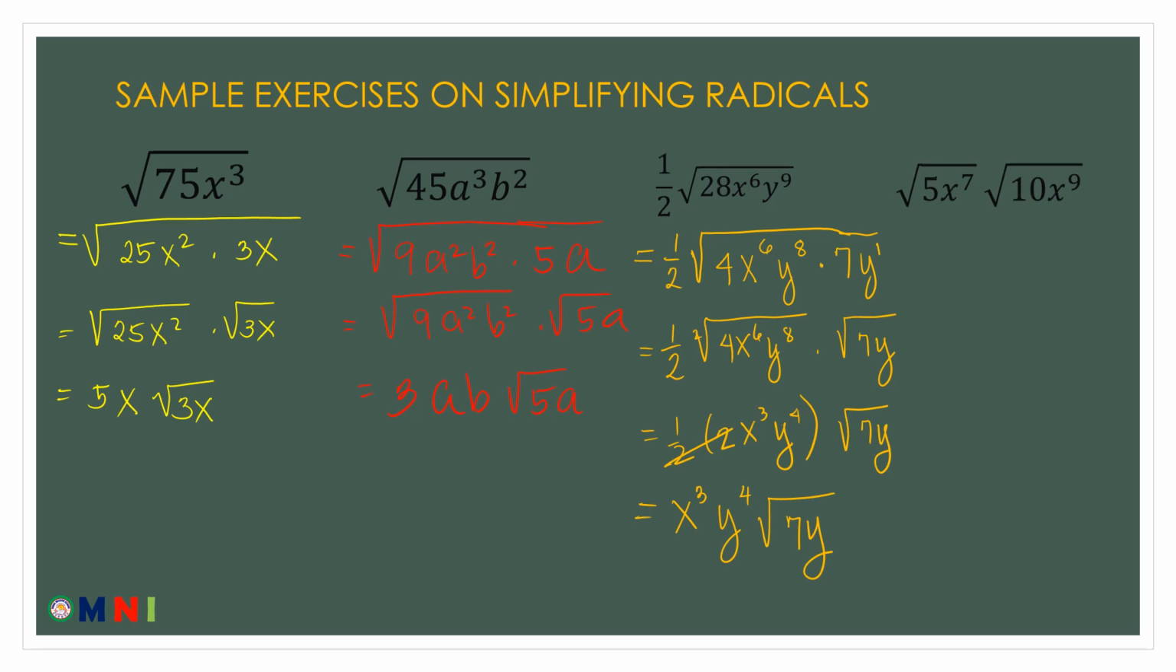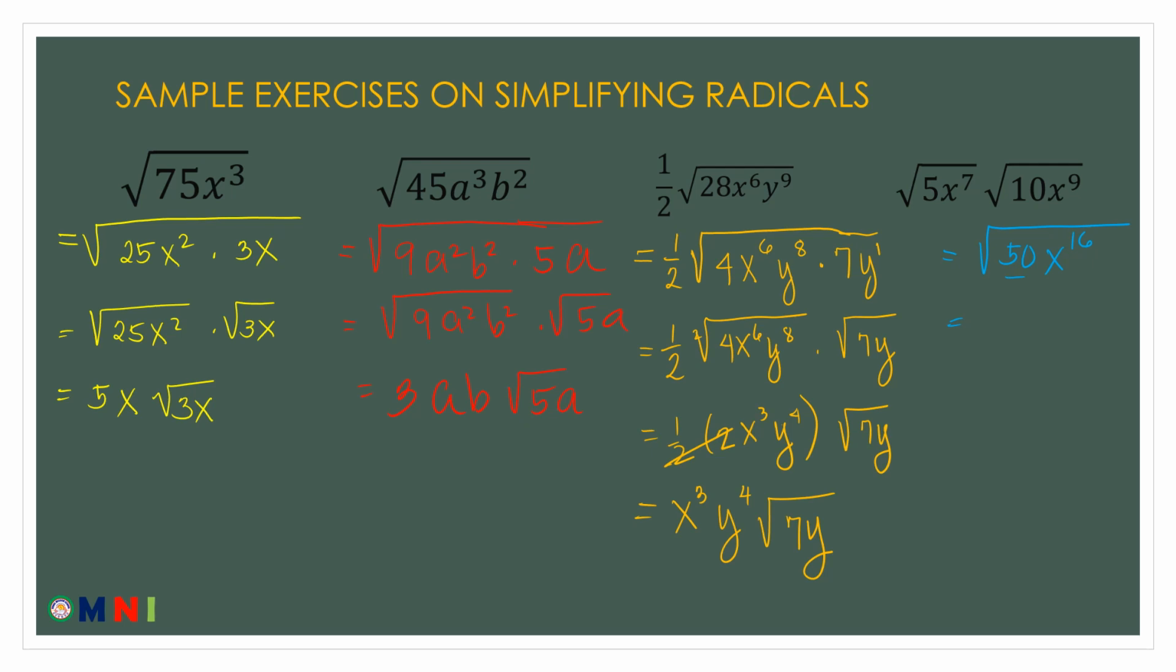And we have here our last example. We have the square root of 5x to the power of 7 times the square root of 10x to the power of 9. First, you combine them, so it's easier for us to look for a perfect square factor for this. So 7 plus 9 is 16.